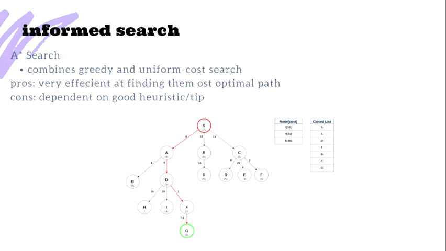A* search combines greedy and uniform cost search. The pro is this kind of algorithm is very efficient at finding solutions, but the con is that it is very dependent on a good heuristic.